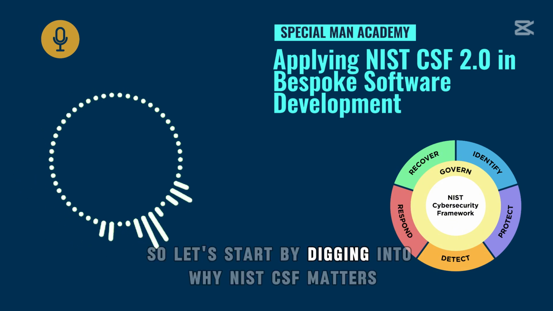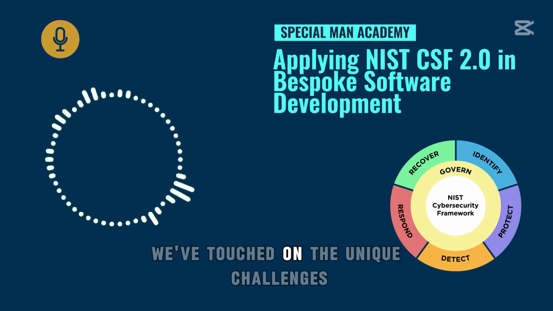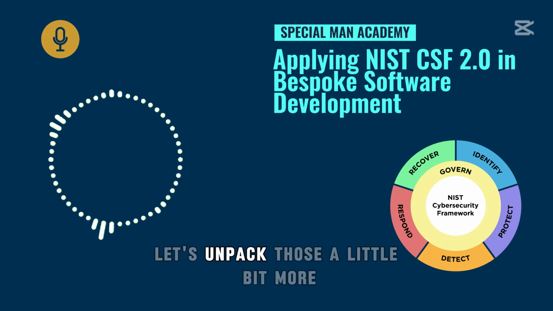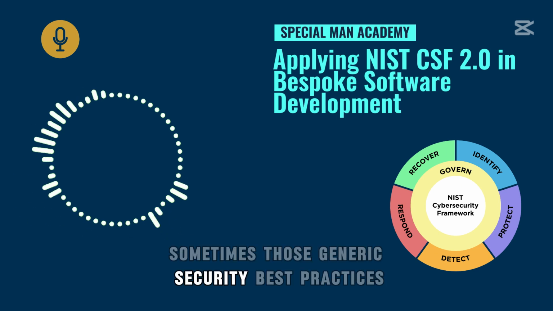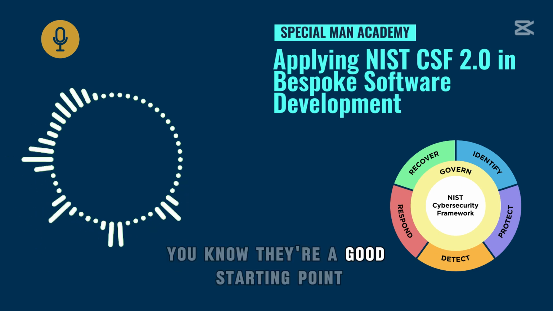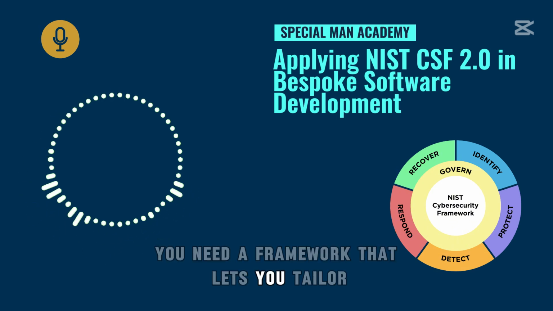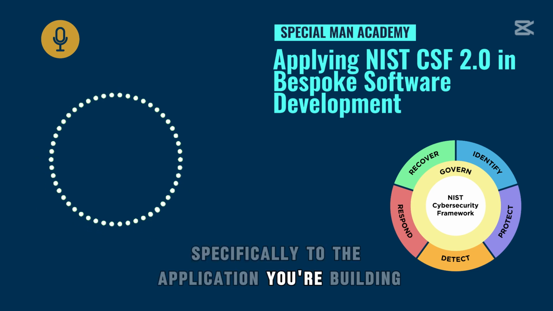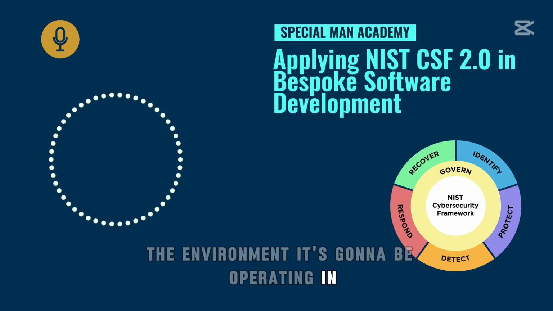So let's start by digging into why NIST CSF matters, especially for bespoke development. We've touched on the unique challenges, but it's worth really diving in a bit deeper. Yeah, let's unpack those a little bit more. When you've got highly specialized requirements, sometimes those generic security best practices are a good starting point, but they just aren't enough. Right. You need a framework that lets you tailor those security measures specifically to the application you're building. Exactly. The data it handles, the environment it's going to be operating in, all of that.